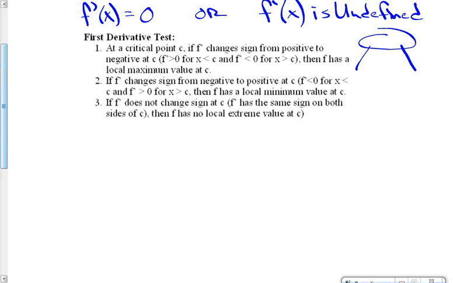You have to be able to use the language to defend it. If F prime changes sign from negative to positive, what has to be in there? A minimum. Okay? If F prime does not change sign, not changing sign means it's positive, then positive, or negative, then negative, what is in there?